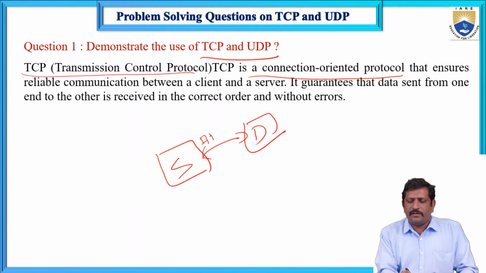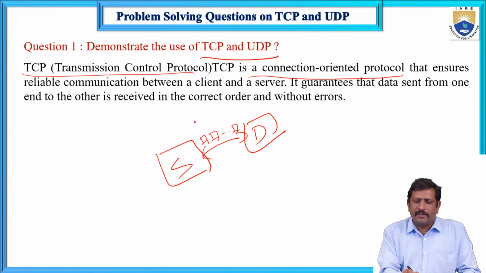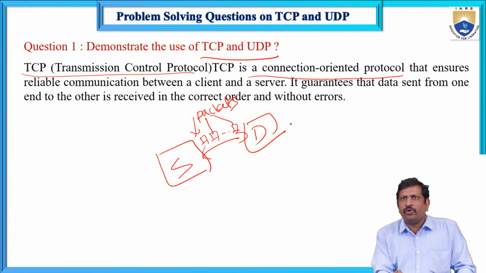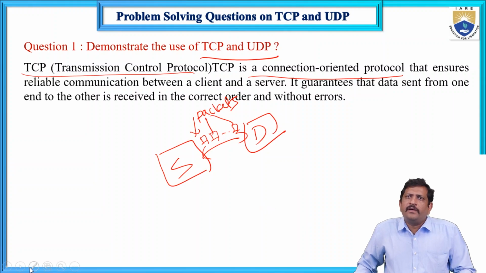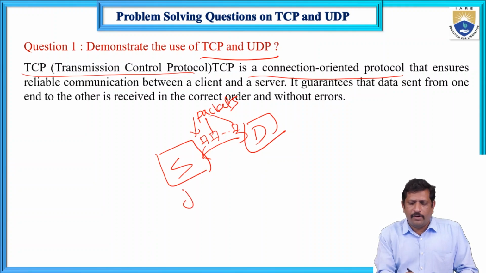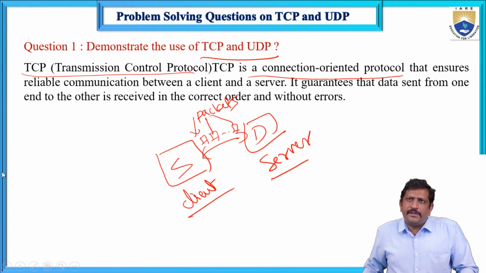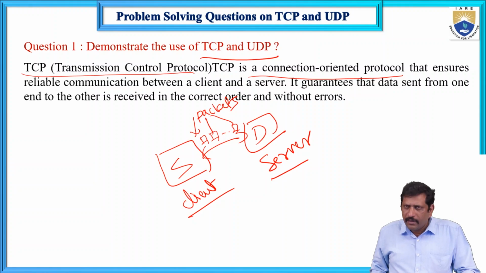After establishing the connection between source and destination, the packets can be transferred from source to destination. So this is a connection oriented protocol. That is TCP, which ensures reliable communication between a client and a server. Here the connection between the client system and the server system is very reliable. It guarantees that the data sent from one end is received at the other end in the correct order and without errors. So this is the TCP protocol.